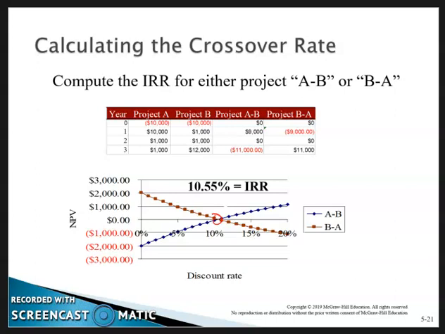So it doesn't matter which one you calculate. You only have to calculate one. It tells you the point at which the preference changes. At any point above 10.55%, we're going to prefer project A, and at any point below that rate, we're going to prefer project B, depending on the required rate of return for that project.